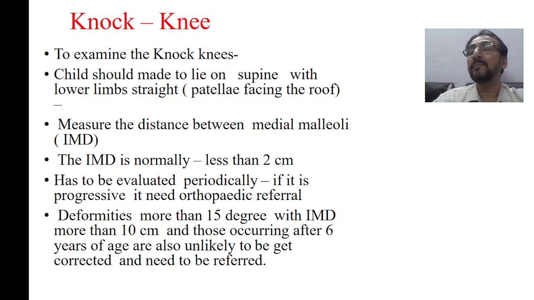Now if it increases to 3 cm, then 4 cm, 5 cm, that suggests that the disease is active and the problem is going on. So this has to be evaluated periodically, and if it is progressive, then it needs an orthopedic referral. You have to refer the case to orthopedics for further action.